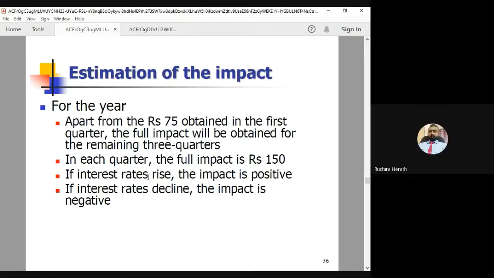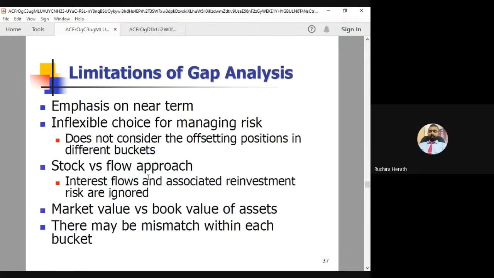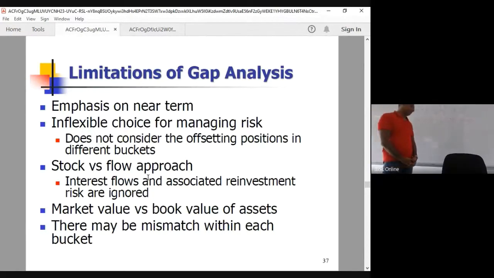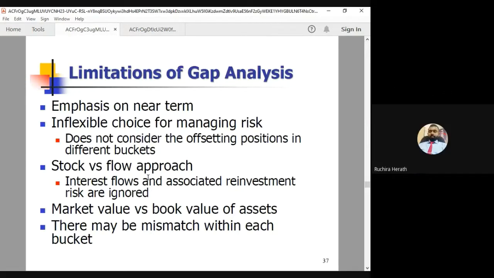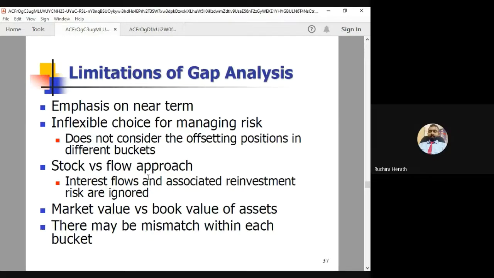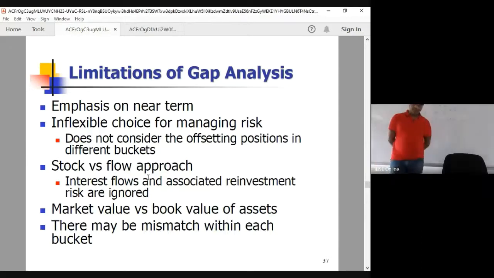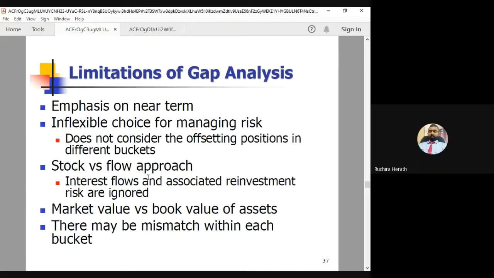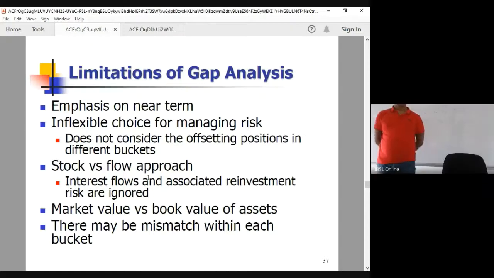So here one problem. Sorry, I didn't get you. Positive gap in the sense like you have more loans than deposits. That's correct. That's correct. They are the positive gap. Sorry, go ahead. That means more rate sensitive assets than rate sensitive liabilities. Exactly correct. Yes.